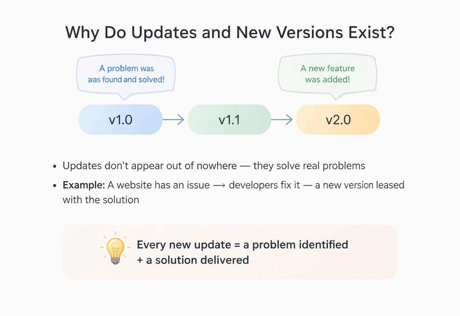This is true for Git itself, and it's true for every piece of software you'll ever work on. Every update represents a problem that was solved or an improvement that was made. Keep this in mind as you build your own projects.